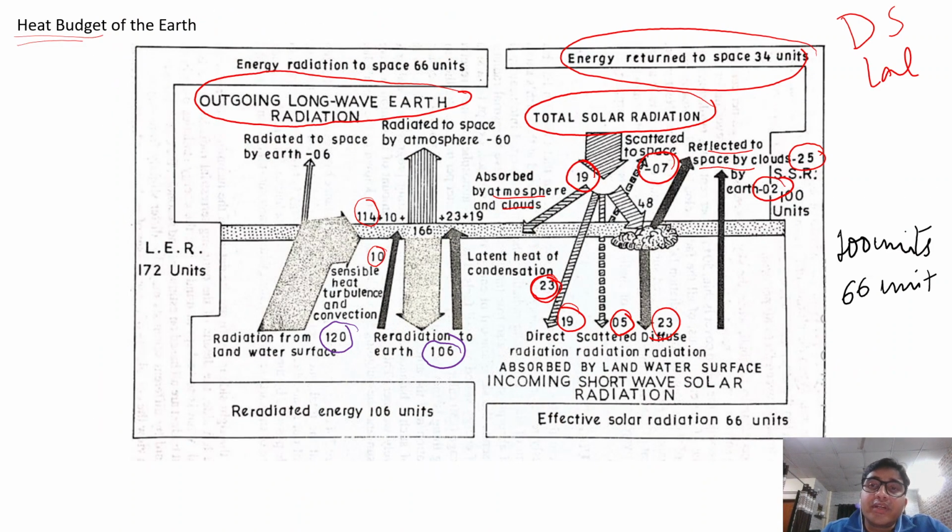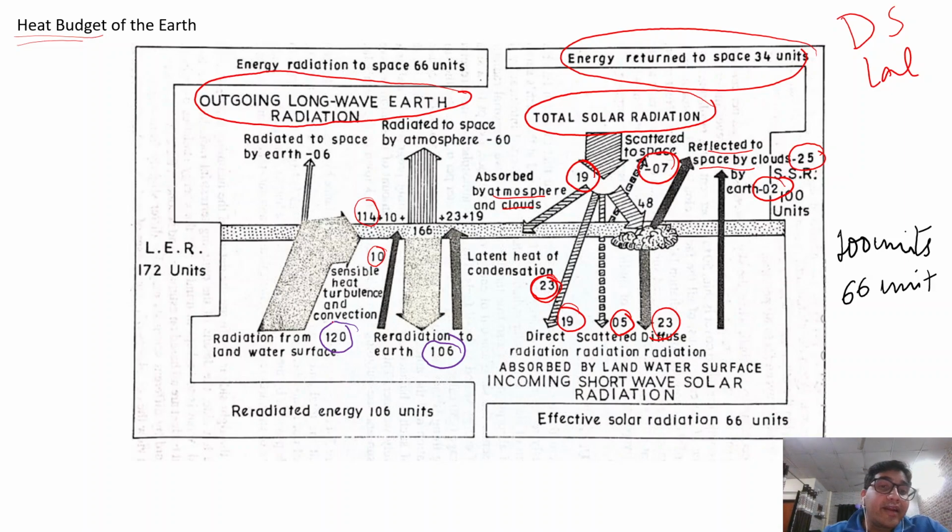Of the 100 units coming in, immediately 34 units are lost to the space. Now we have only 66 units which have to come to the earth. Of those 66 units, 19 units are absorbed in the atmosphere by clouds. Of those remaining 47 units, there are 23 units, 5 units, and 19 units. Okay, so this is the 66 units.